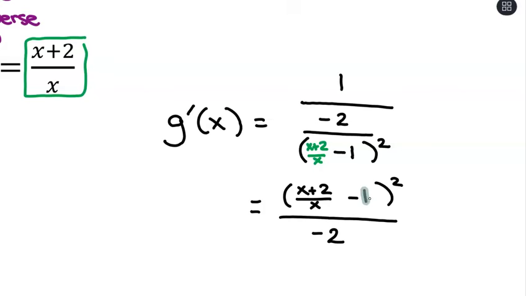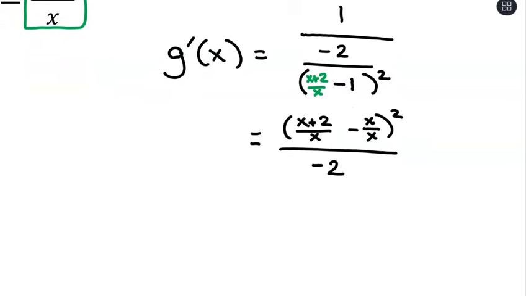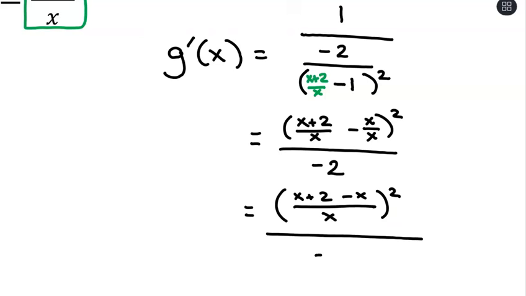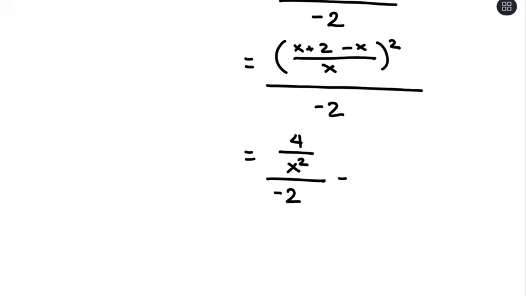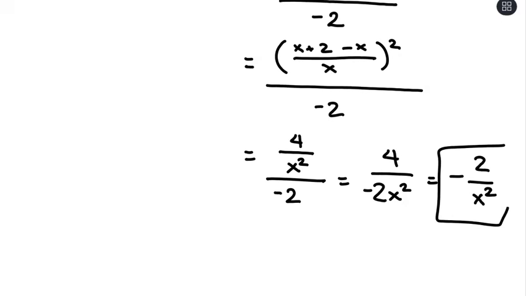Inside the parentheses there, instead of a minus 1, I'm going to think of that as x over x, so I can combine those together. So it will have (x plus 2 minus x) all over x, being squared, which would be 2 over x, squared, so 4 over x squared, divided by negative 2, which is 4 over negative 2 x squared, which is a negative 2 over x squared.